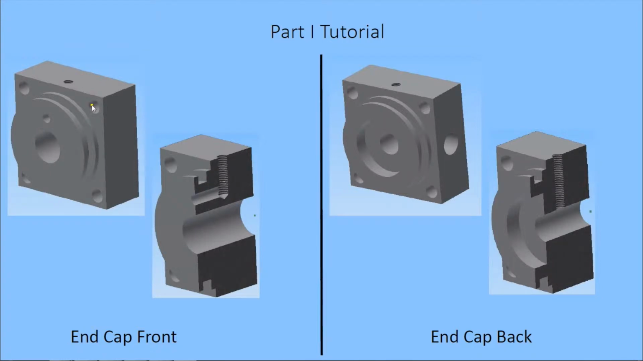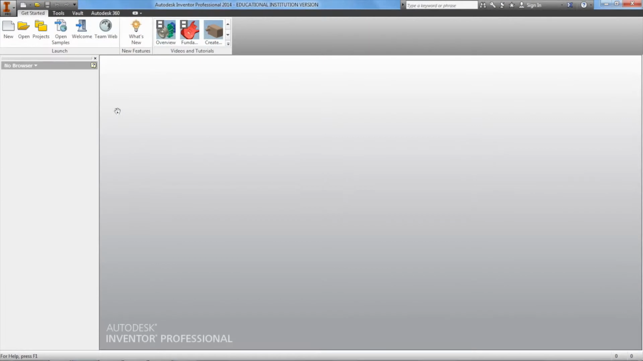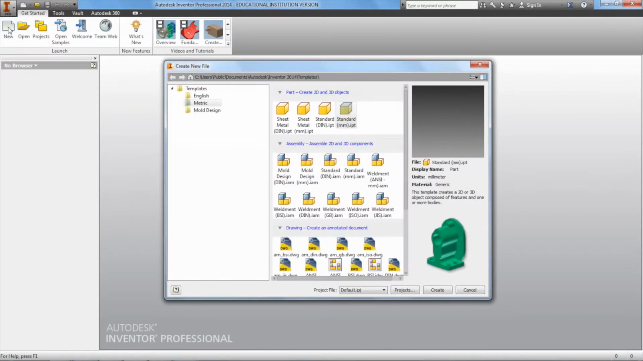All right, let's go ahead and get started with drawing our first part in Autodesk Inventor. So I'll go ahead and open up Autodesk Inventor. And when we start a new part, you want to go here and click New. And remember that you can choose either the English or the metric system. I'll be working in the metric system, and we're going to be drawing a part.